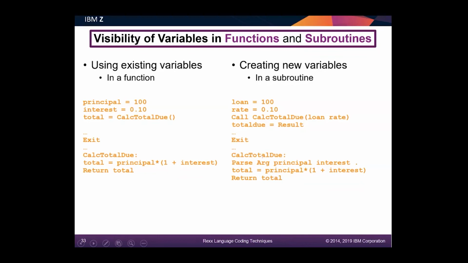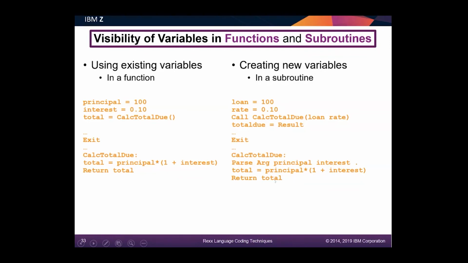And then the subroutine is going to receive those values via the parse statement, and we'll talk about parse later. Ignore the dot at the end. We'll talk about that later as well. But it's receiving the values that it passed. 100 for loan goes into the variable principal. 0.1 for rate goes into the variable interest. I do some calculations on it, and now I return the value of total.